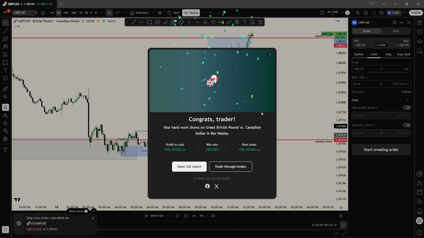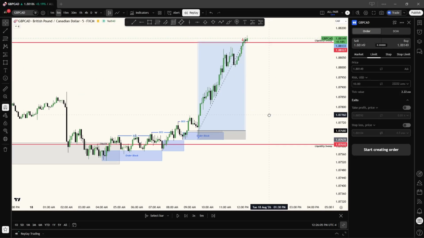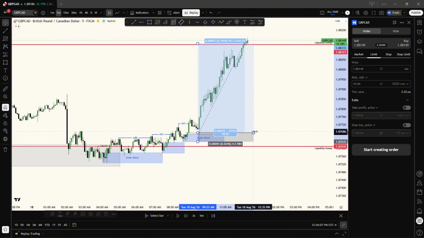And there we go. Price finally hit our profit target. This trade turned out to be a solid 1-to-10 risk to reward. Honestly, catching a move like this is massive. It can literally make your entire week or even your month.